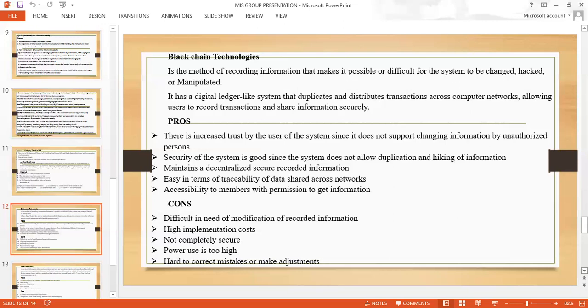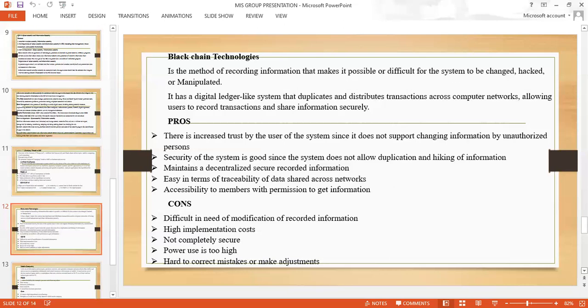Maintenance is secured. The maintenance of the information recorded is assured. Easy traceability of data. It's easy to trace the data when needed. Accessibility and permission to the information is given to authorized people. The cons: difficult to modify the recorded information. You cannot change the recorded information.